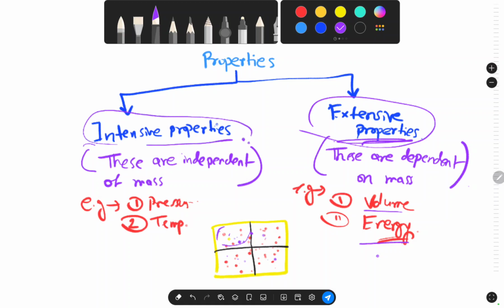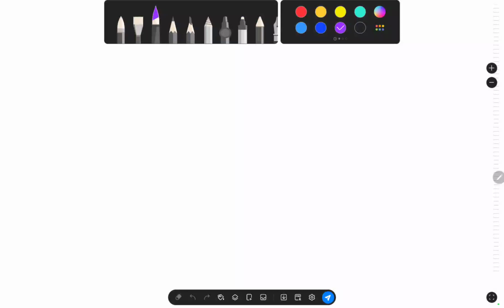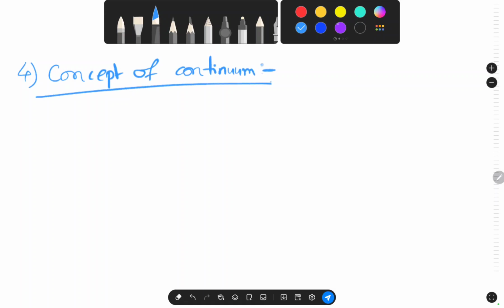For the next topic, the concept of continuum. Here, in thermodynamic analysis we discuss the macroscopic view, where the effect of individual molecular behavior is nullified, and rather we take the whole behavior of the molecules.